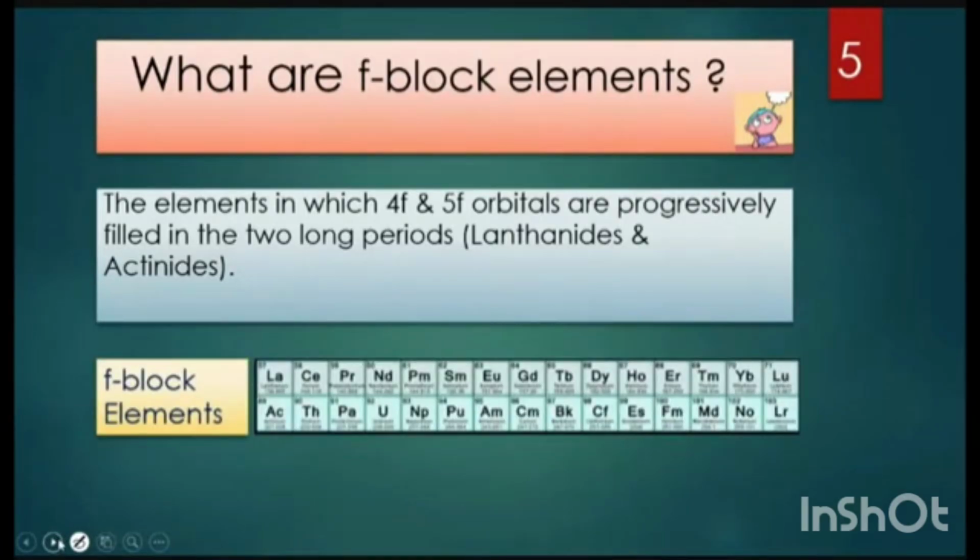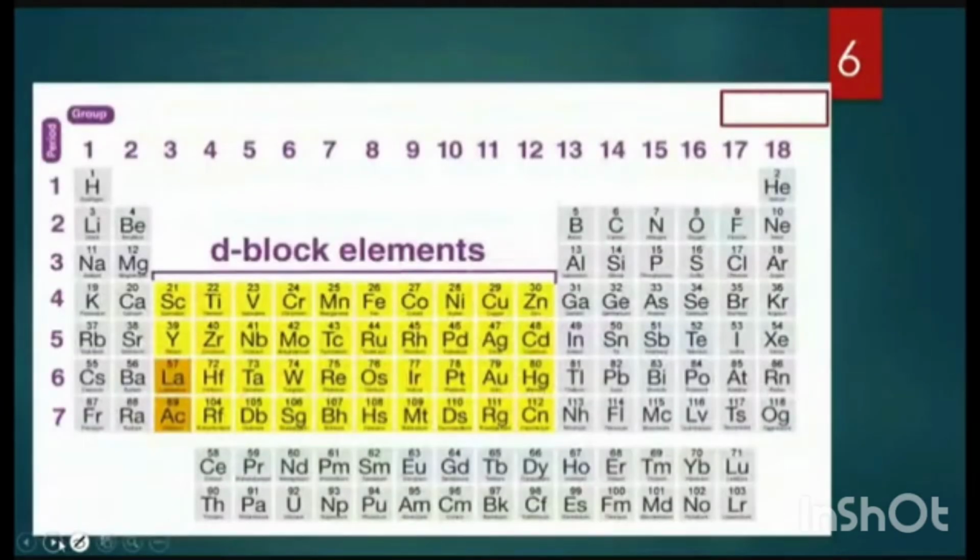Now I'll show you which are the F block elements. Here you can see there are two series, the lanthanide series and the actinide series. The lanthanide series starts from lanthanum and ends with lutetium, and the actinide series starts from actinium and ends with lawrencium. In this slide you can make out which are the D block elements and which are the F block elements. The elements belonging to groups 3 to 12 are collectively known as D block elements. Then we have a separate block, the F block, which has two series.